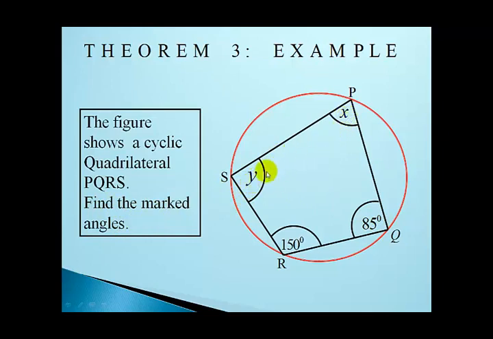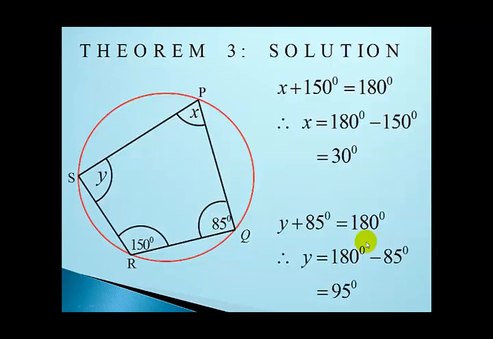Now from theorem 3, if you have a cyclic quadrilateral, that is when you have a quadrilateral within a circle, the sum of the opposite angles is equal to 180 degrees. Now we can see that 150 degrees is opposite to the angle X, and therefore X plus 150 degrees is equal to 180. Also, Y is opposite to the angle 85 degrees. So we can also write that Y plus 85 degrees is equal to 180 degrees. Now let's proceed. This is the solution to the problem.